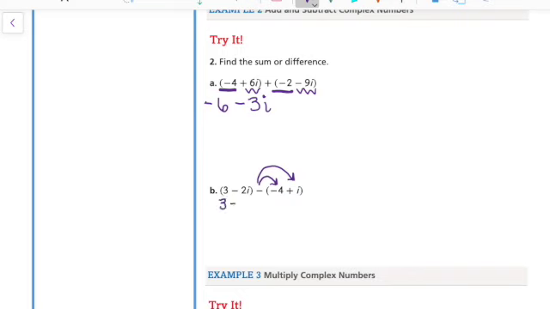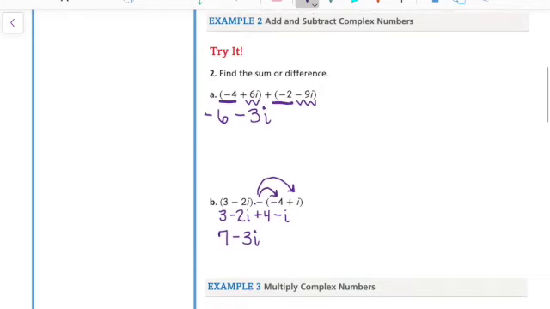Subtraction requires one extra step, but it's just as easy. I need to distribute that negative sign. So a negative times negative made my 4 positive. A negative times a positive made my i negative. Now combine like terms. 3 plus 4 is 7. Negative 2i minus i is negative 3i.